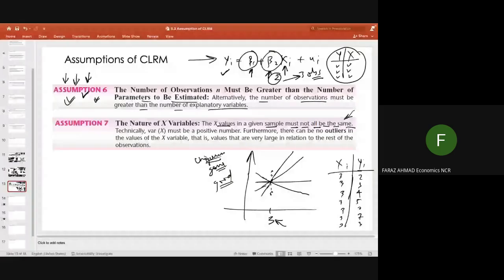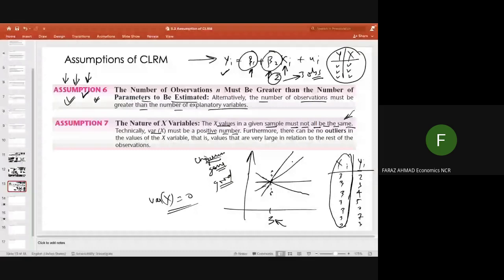So variance of x must be a positive number, point number 2, because this point leads us there. Now, what is the variance of x? All the values are 3. So variance of x is 0. There is no variation in x. So when variance of x is 0, regression is not meaningful. You have to have some variation in x values to be able to run a meaningful regression.